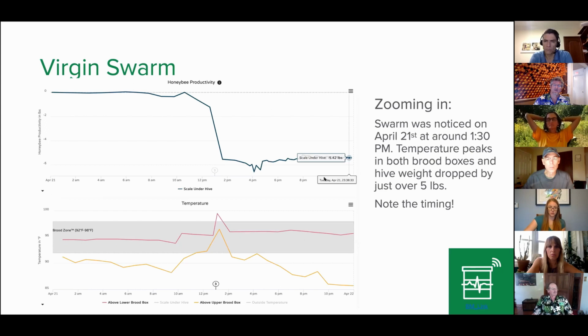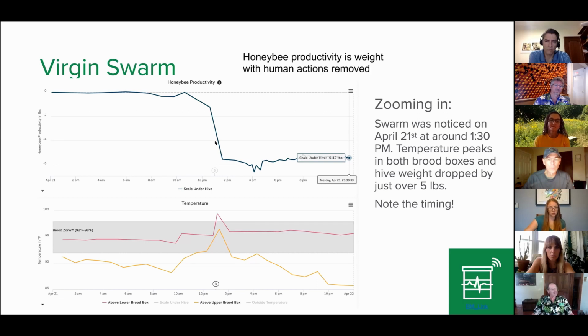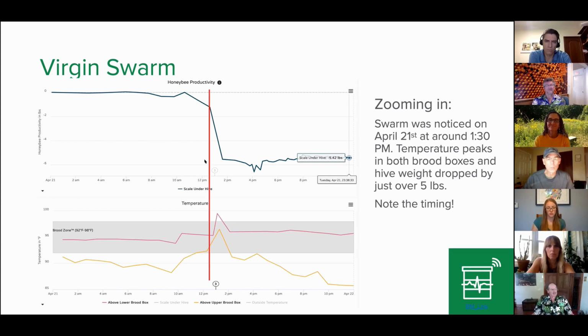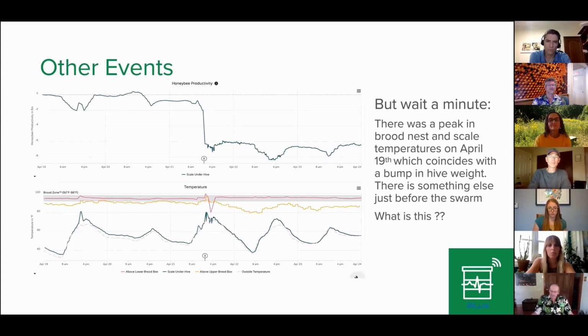When we blow this up and look a little closer, we see that the weight dropped close to 6 pounds in a 24-hour period. From midnight to midnight, the weight loss was 5.4 pounds. We have two temperature peaks, in the lower box and in the upper box, and they coincide pretty much with the departure of the swarm. If we blow this up or put a line here, we see that the bees start departing, and the temperature peak is potentially a little later than the swarm taking off.